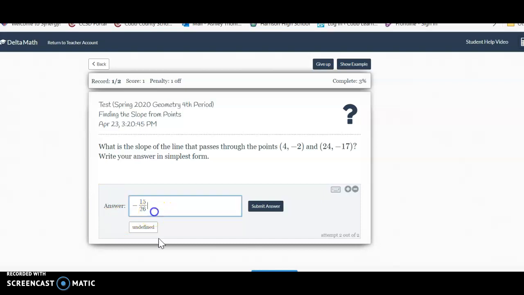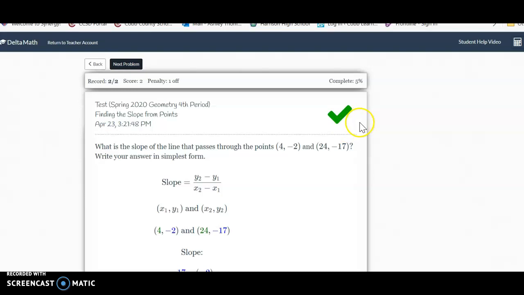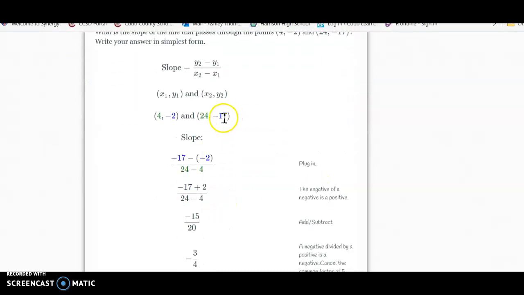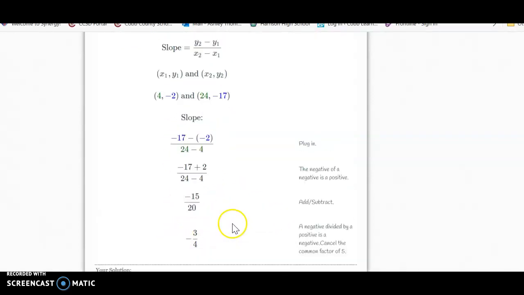24 minus 4 is 20. So I go back, and then 15 over 20 simplifies to 3/4. So I'm going to simplify that, submit. Yes. Okay, so now I've gotten two questions right, and if I get it wrong, which I should have just put in a wrong answer, because then it will show you what happens when you get it wrong. It'll tell you the steps and how it should have been typed in correctly. My solution matched, so I'm correct.